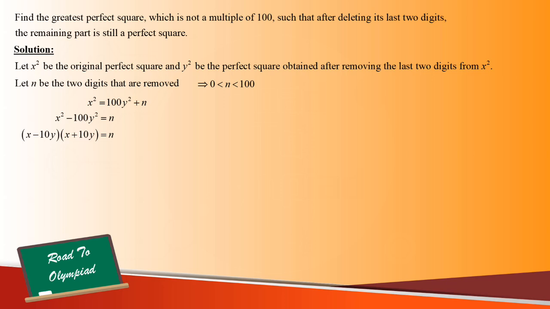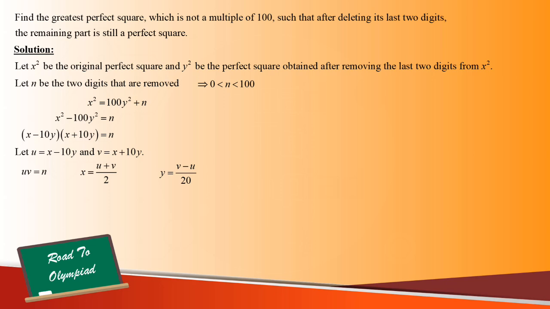Here, we can further let u be equal to x minus 10y and v be equal to x plus 10y. Then we have uv is equal to n, x is equal to (u plus v) over 2, and y is equal to (v minus u) over 20.